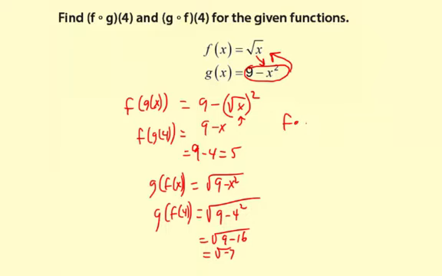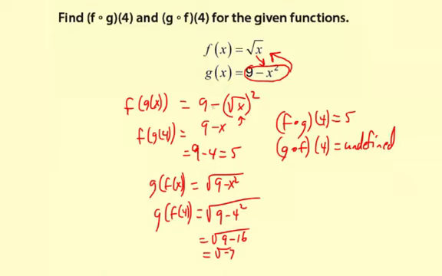So f of g of 4 we said was equal to 5. g of f of 4 is undefined. Okay, so that's how you find composite functions and then use those functions to get an input-output.